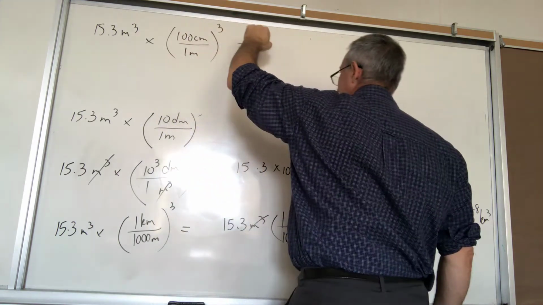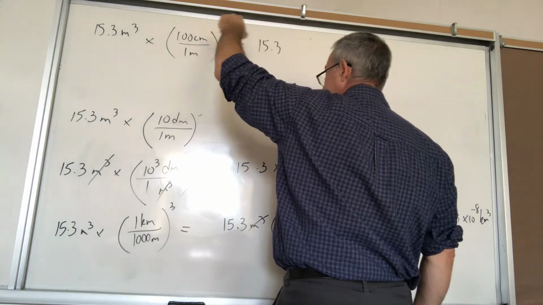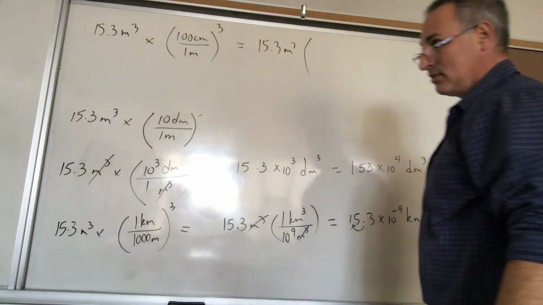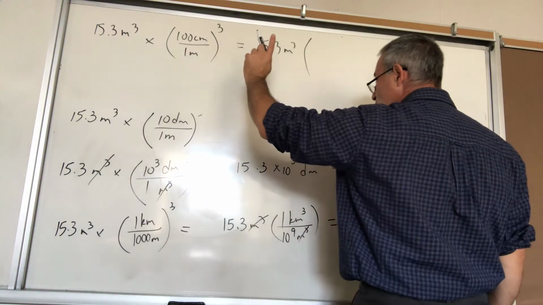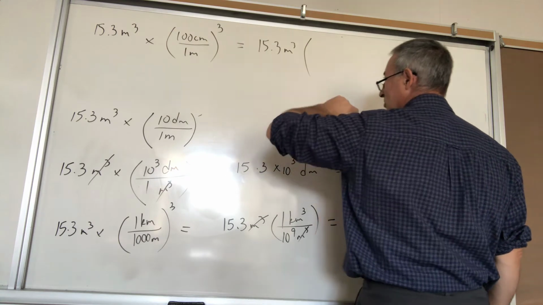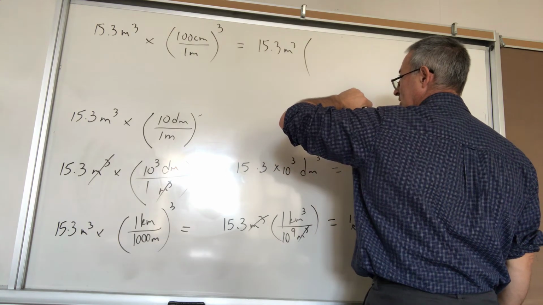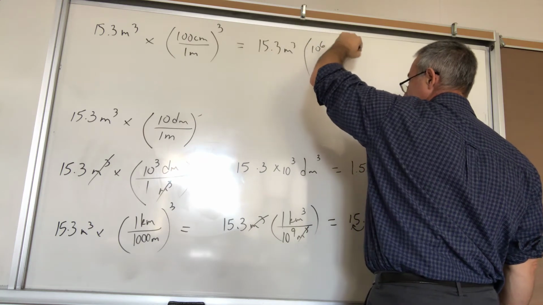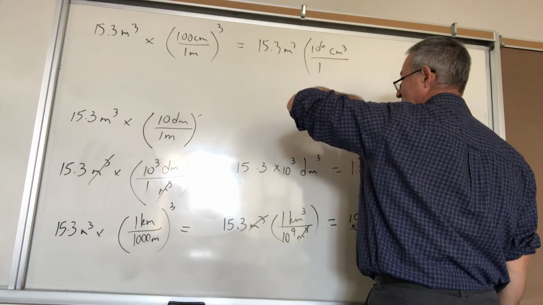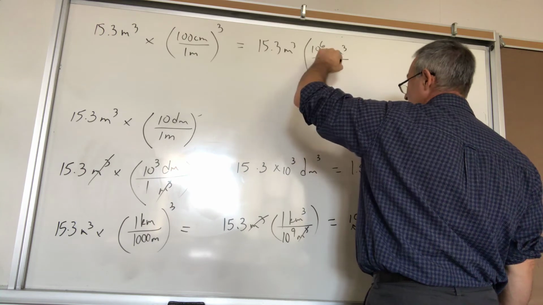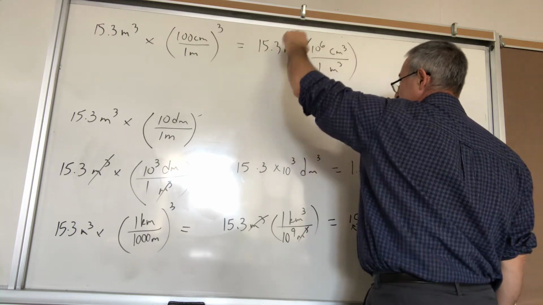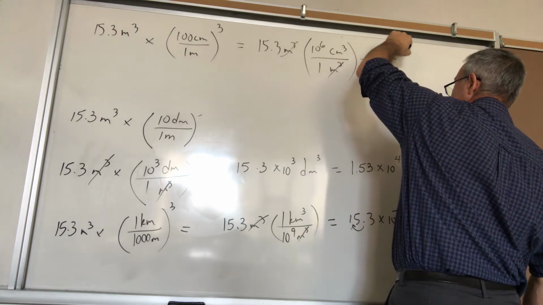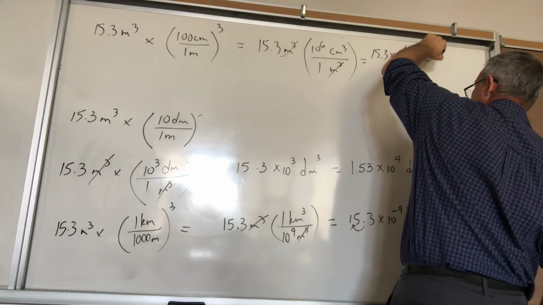I'm going to rewrite it now so that we distribute the cubed into the bracket. What's another way of saying 100? 10 to the power of 2. But it's raised to the power of 3, so it becomes what? 10 to the power of 6. And it's centimeters cubed. The 1 still is 1 because 1 times 1 times 1 is still 1. And the meters becomes cubed. Meters then can cancel. And you have 15.3 times 10 to the power of 6 centimeters cubed.